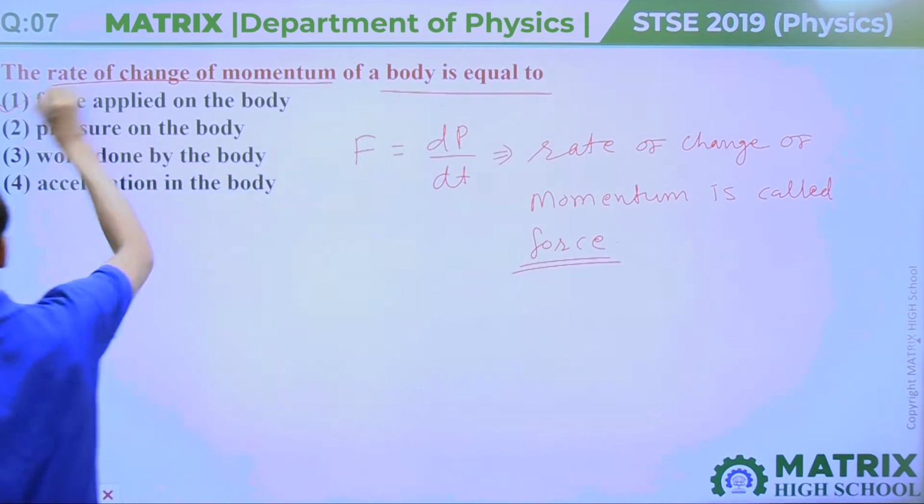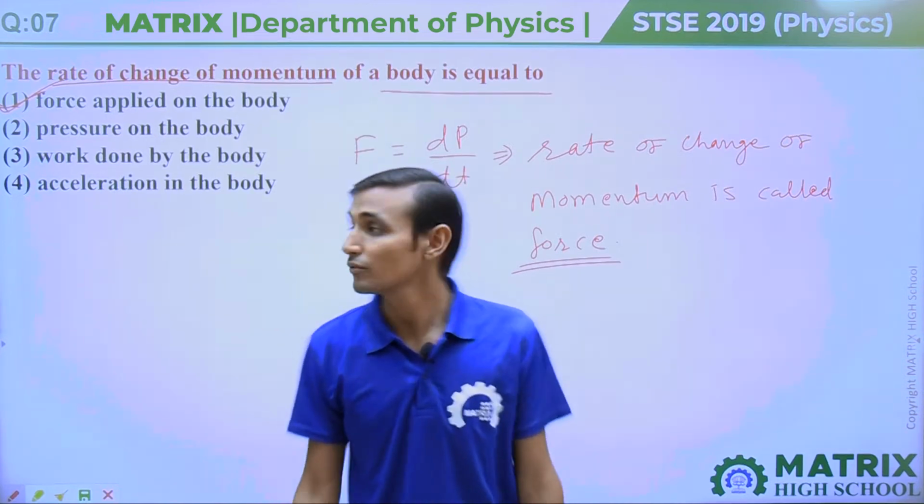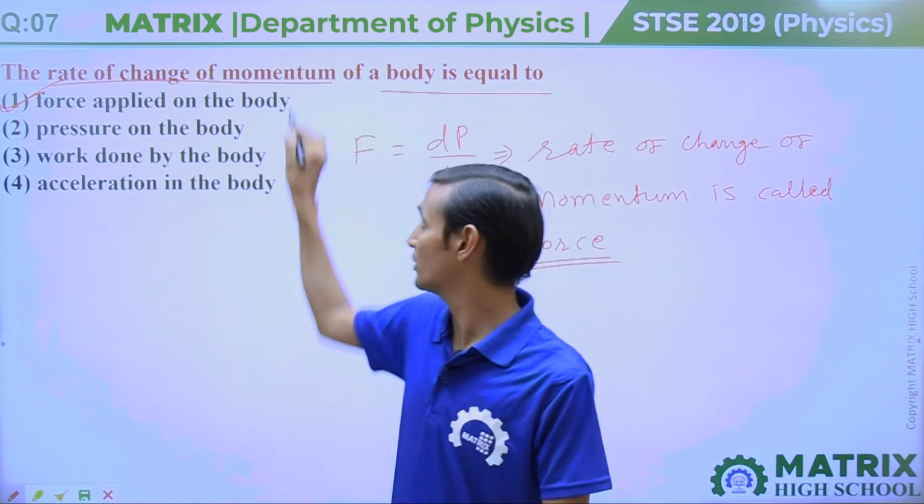So force applied on the body is the rate of change of momentum. Rate of change of momentum of a body is the force applied on the body. So the answer will be option first.